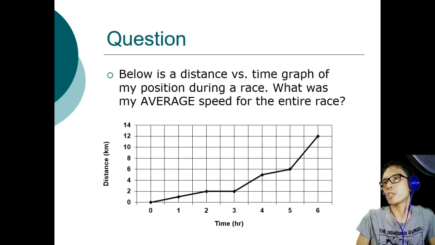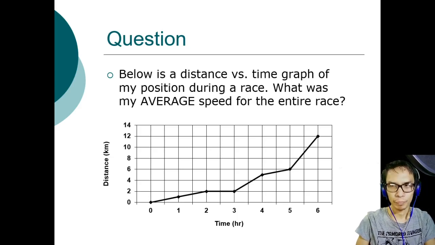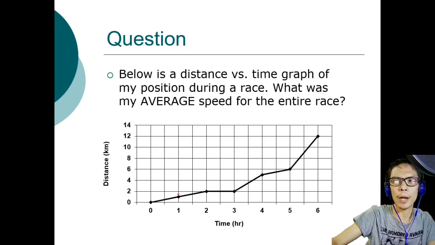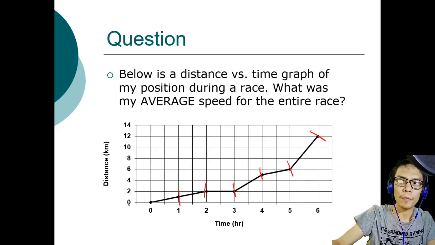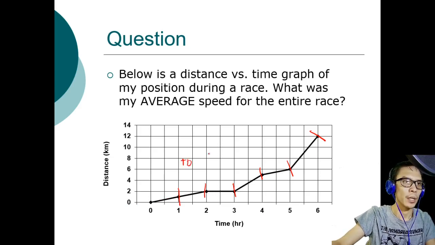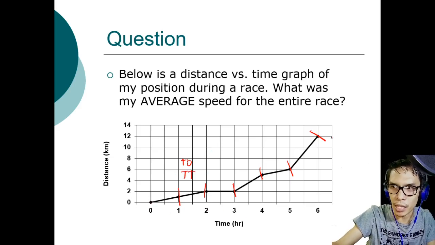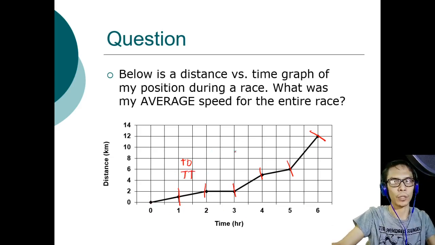So this is the distance versus time graph of the position of this person during the race. What was the average speed for the entire race? There are two ways of solving this problem. Number one, you can compute the slope of each segment of this graph, or you can find the distance of each segment, then add them all together to get the total distance. Then find the total time for each segment, then add them all together to find the total time.